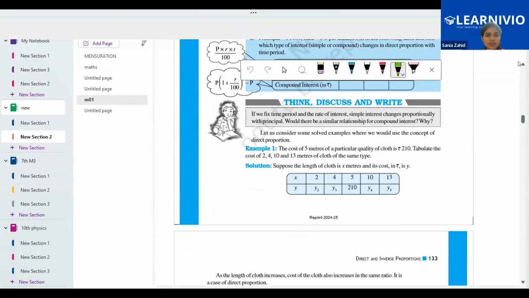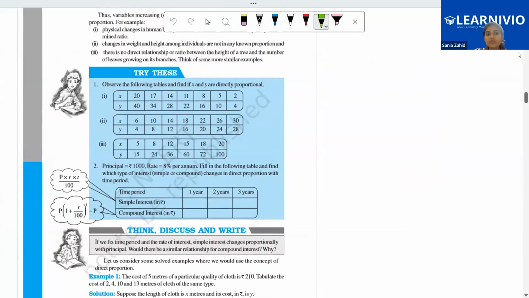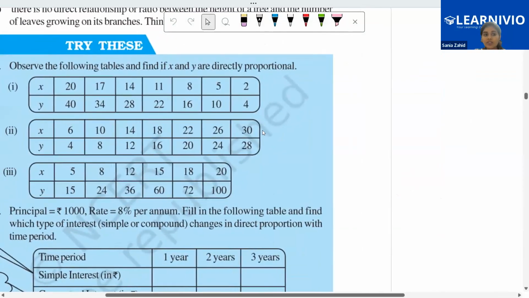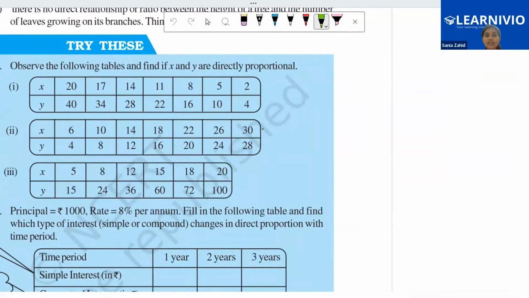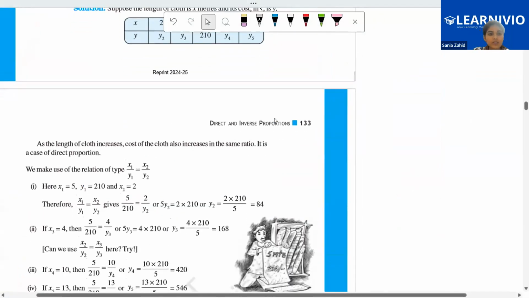Before the exercise, we also have some try these. You have to observe the following tables and find if X and Y are directly proportional or not. I'll do the first question. Please pay attention. To find if X and Y are proportional or not, we check for X1 upon Y1 is equal to X2 upon Y2. Like this, we have to check. This question we did.